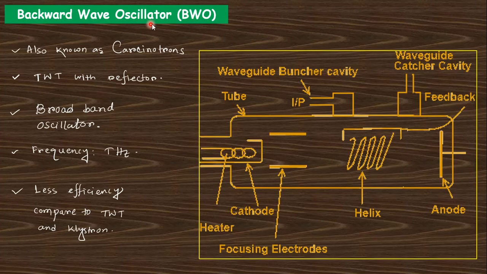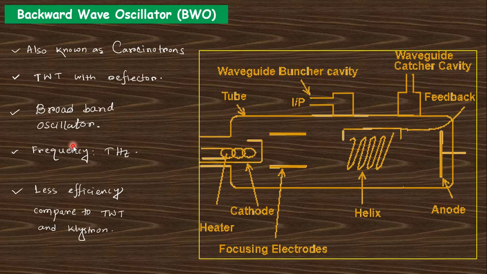And backward wave oscillator. Like klystron, the reflex klystron is the oscillator for a single cavity, and this is the oscillator for the helical TWT. So this is also known as carcinotron, and this is TWT with a reflector. There is a reflector that can reflect, and this is a broadband oscillator.